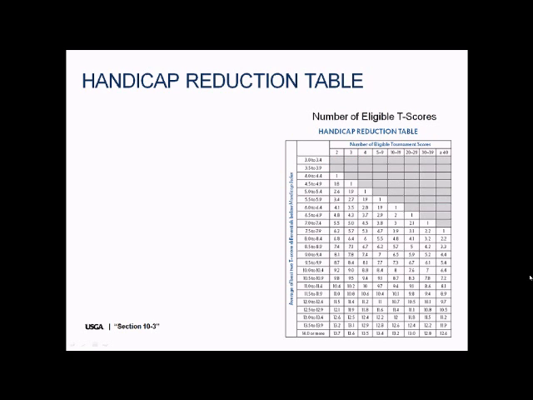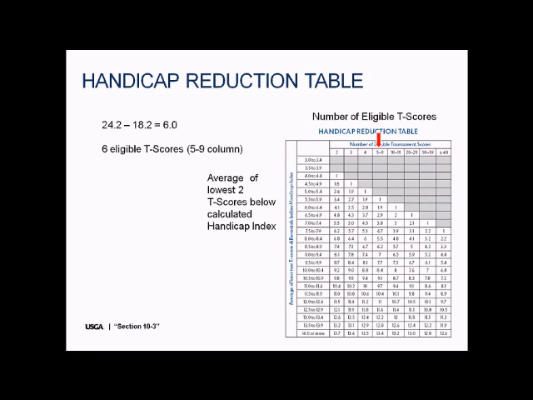Here's a larger view of that reduction table found in section 10-3. And we see again that our difference is 6.0. Remember, Sandy had 6 eligible tournament scores in her history, so we're looking at the column at the top that falls between 5 to 9. And the difference was 6.0. So we'll look across on the chart there, and we see that our number is 1.9 on the graph. This means that her index will be reduced by 1.9, resulting in a new handicap index of 22.3R.